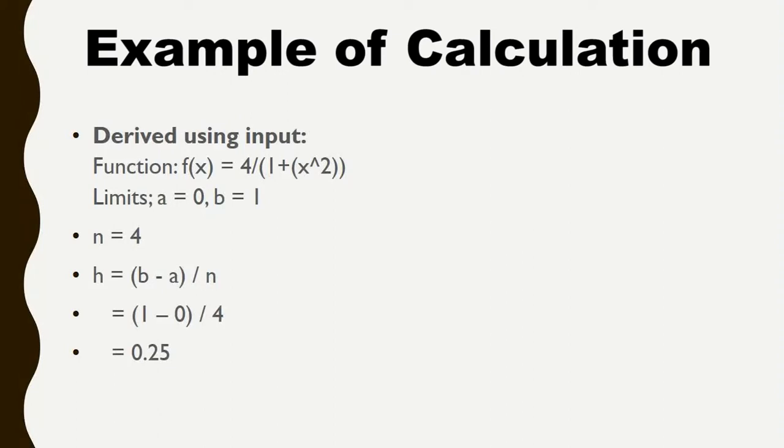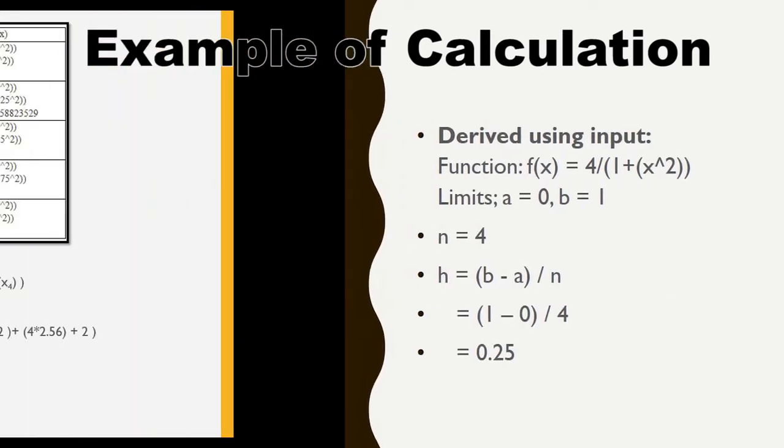We need to derive using input which is given in the question, which is fx equal to 4 over 1 plus x squared, and the limits are a equal to 0 and b equal to 1. In this case, we choose n equal to 4. So, we use the previous formula, which is h equal to b minus a over n, which is 0.25.